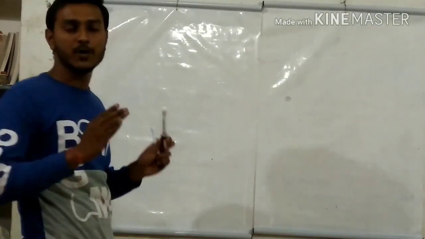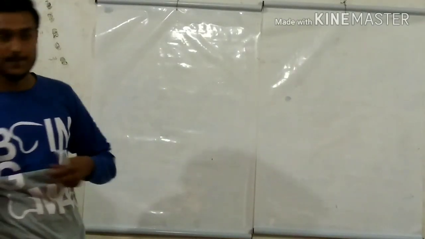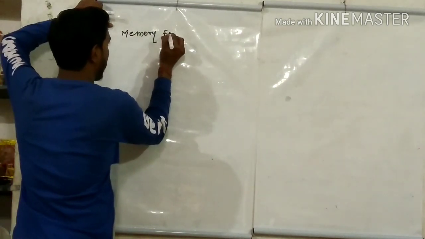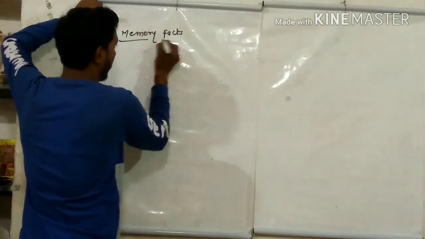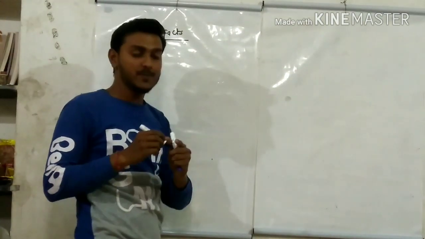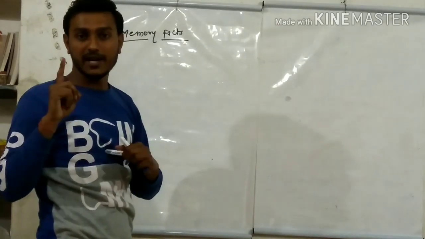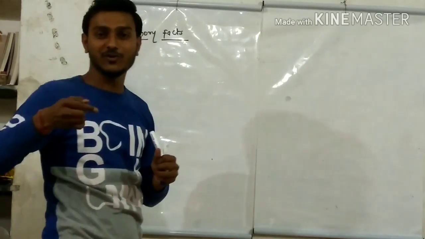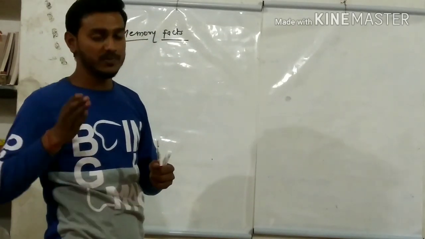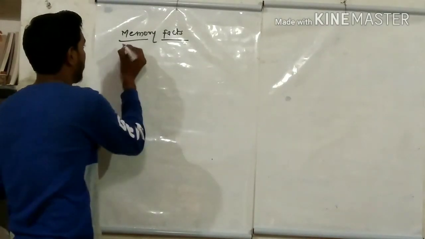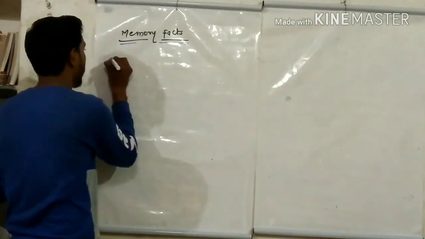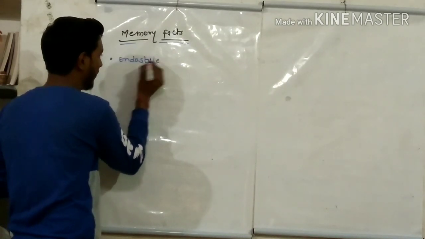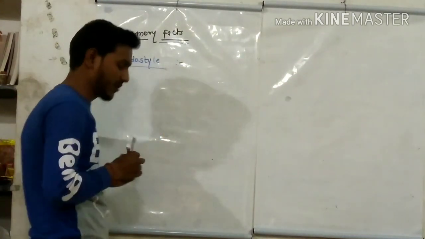We will see some additional information or memory facts. In this section, if you remember the diagram that I have drawn previously, there was the endostyle. You have to remember that diagram. There is the presence of the endostyle on the ventral side of the trunk. So in the memory facts, you should remember the endostyle. Go back to the video and see where the endostyle is present.